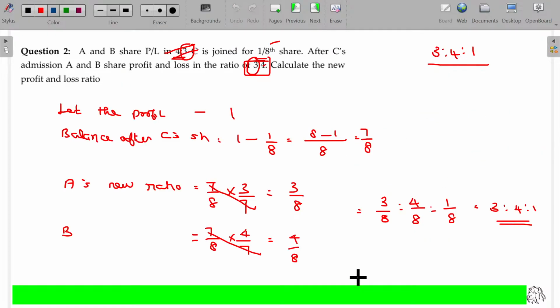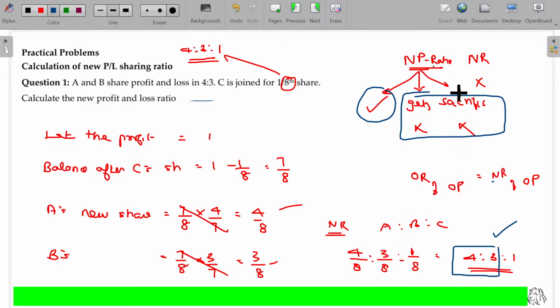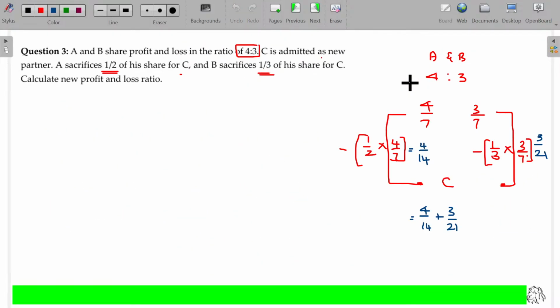So in this case, the new partner's ratio is nothing but the old partners' sacrificing amount. What old partners are giving, that's C's new ratio. A says, from my existing profit, half will be given. B says, from my existing, one third will be given. What A gives, what B gives, you just add. That is C's share. So what happens here?